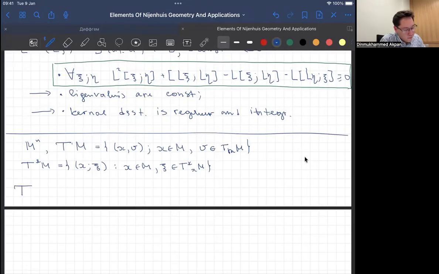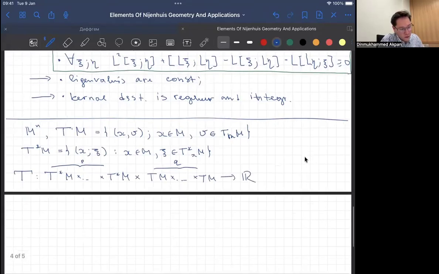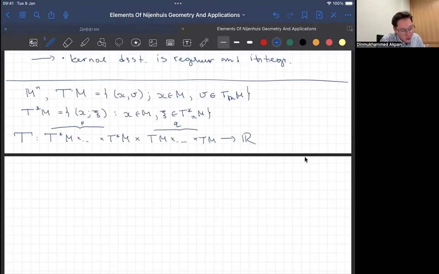It's called a tensor T, a mapping from the Cartesian product of P cotangent spaces and Q tangent spaces to R. And from linear algebra, we know what a multilinear mapping is: it's linear in all arguments.